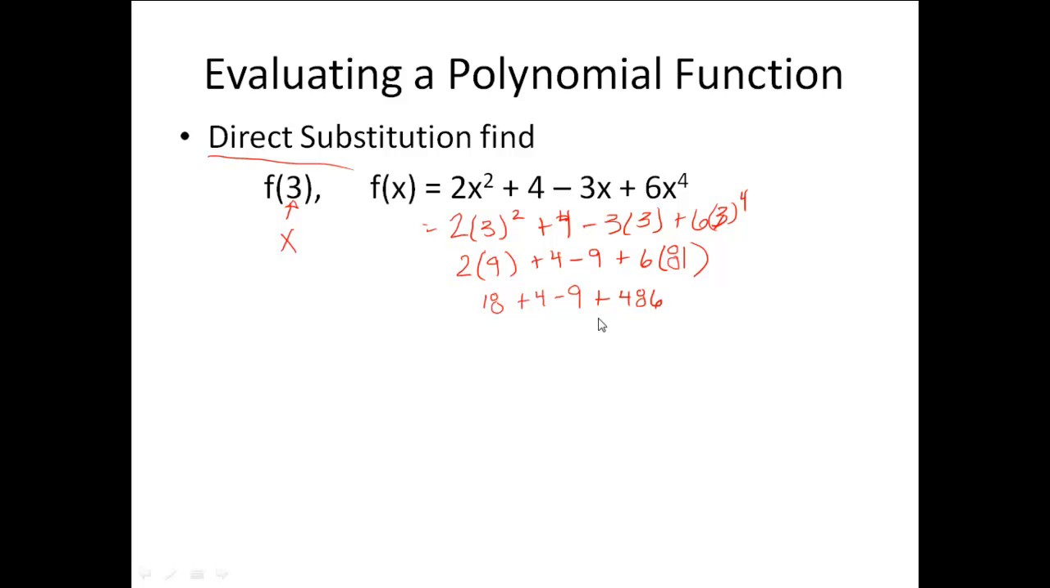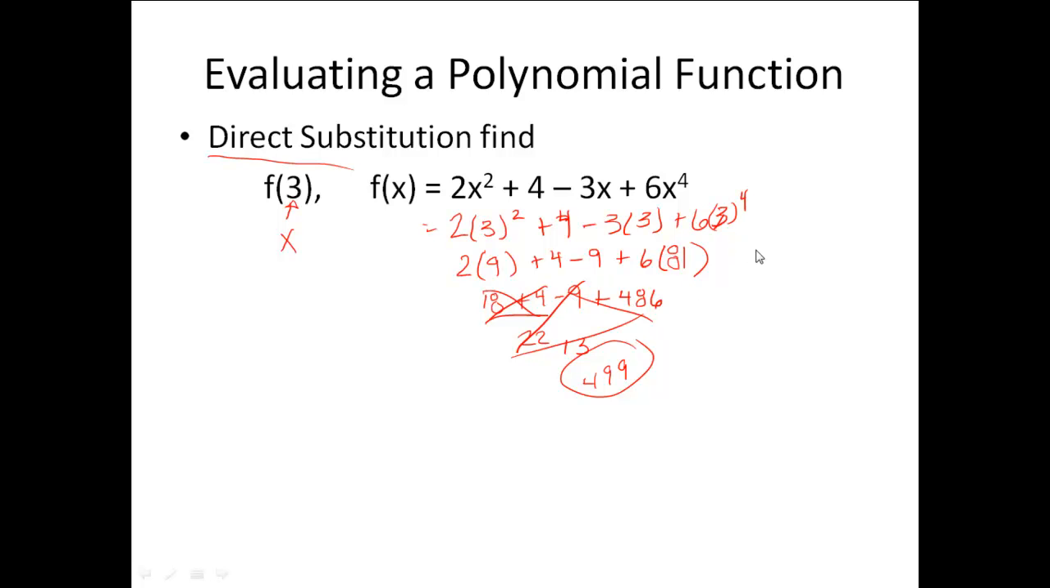Now I can go ahead and add and subtract from left to right. Make sure you go from left to right. So the 18 plus 4 gives me 22. Minus the 9 gives me a 13. And plus the 486 gives us 499. So our final answer for this one would have been 499.